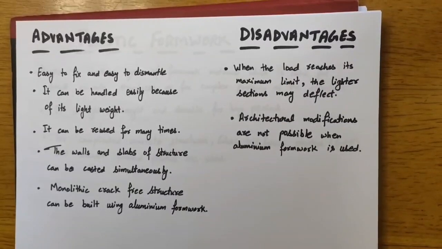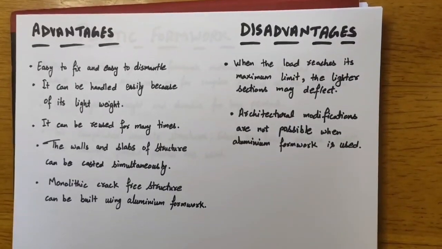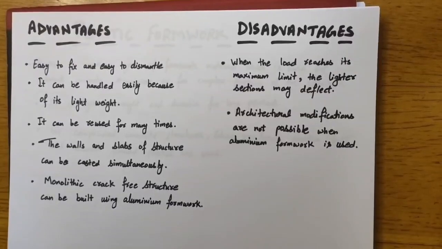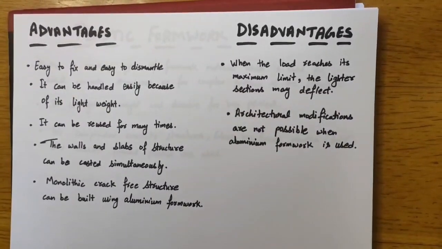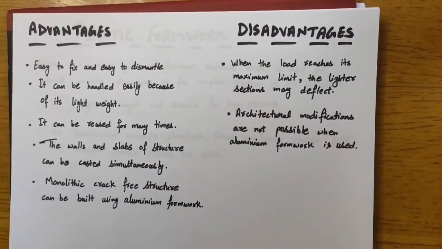Architectural modifications are not possible when aluminium formwork is used. As we already have discussed, we use prefabricated molds, so they cannot be modified on the site.